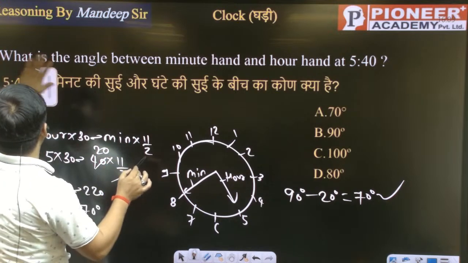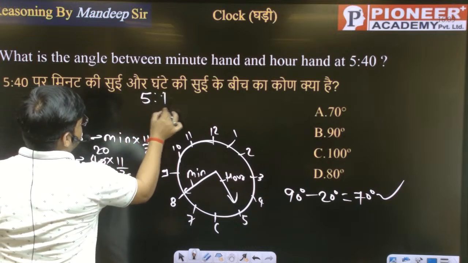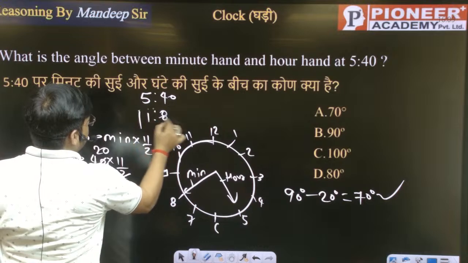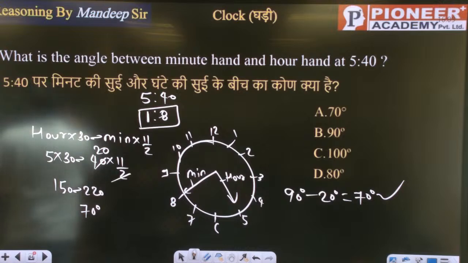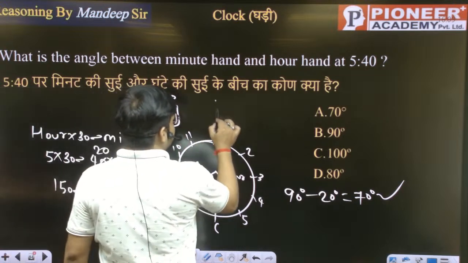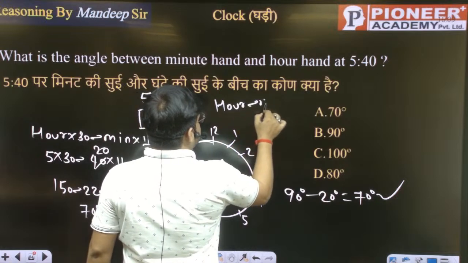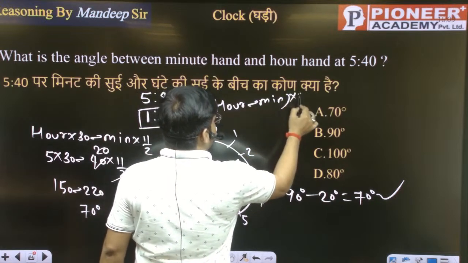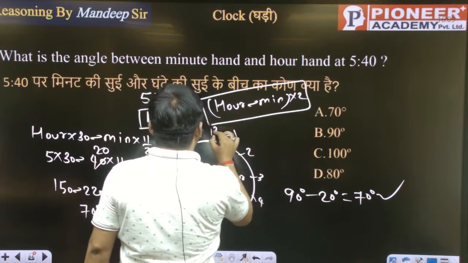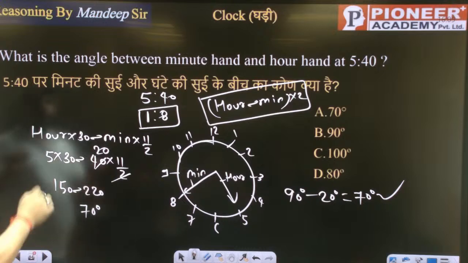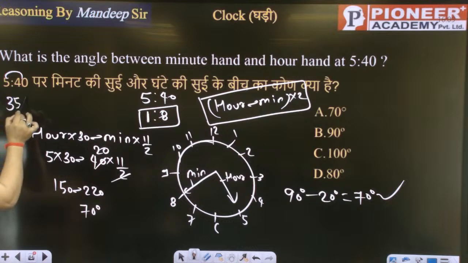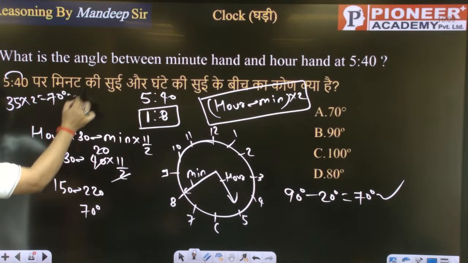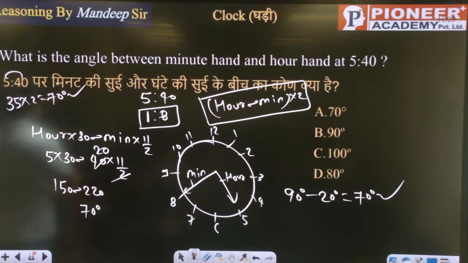What is the ratio between 5 and 40? 1 by 8. And when we get the ratio 1:8, then we will do our difference, minute into 2. Always, when we get the ratio 1:8. So the difference between the minute hand and hour hand is 35. 35 into 2, it's 70 degrees. Clear? Any doubt?